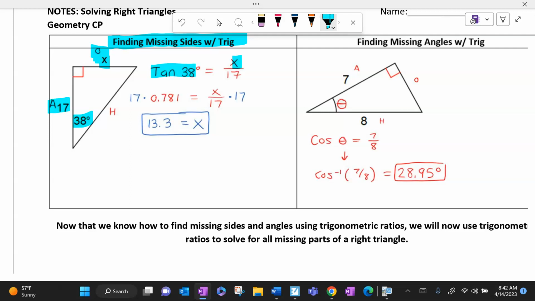Of course, before we can plug this into our handy dandy calculator, we have to get x by itself, which is what I'm demonstrating here by multiplying both sides by 17. And then x is all by itself. We type this in our calculator. The tangent of 38 ends up being just a decimal, 0.781. Multiply that by 17, and boom, we're done. We have this missing side length of 13.3.